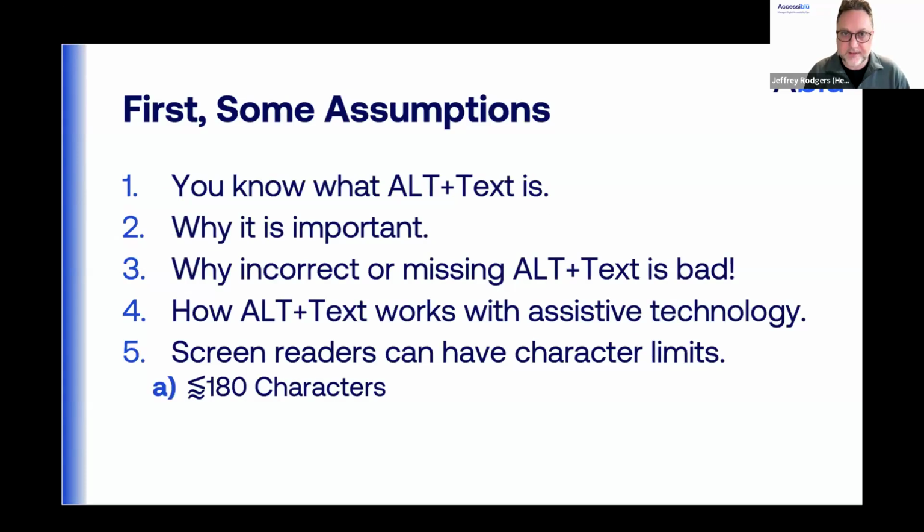So first, some assumptions. I'm assuming that everybody here knows what alt text is, understands why it's important, why incorrect or missing alt text would be a bad thing, and how alt text works with regards to assistive technology. And finally, a little factoid: screen readers can't have character limits for reading alt text, so we try to keep the alt text descriptions to around 180 characters or less.